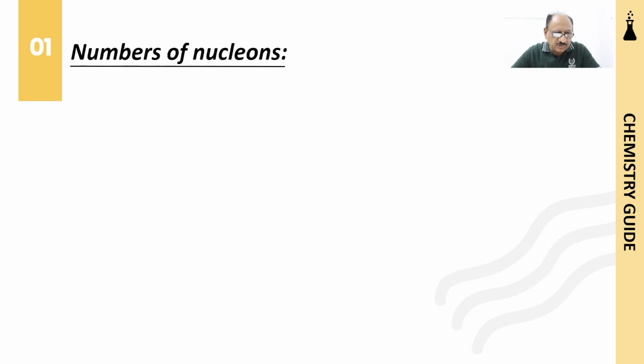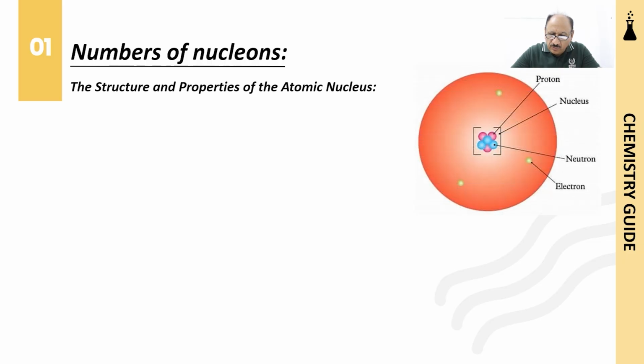Basically, we will be discussing number of nucleons. If we go through the typical diagram of an atom, it contains protons, neutrons and electrons, and the central part is known as the nucleus. Electrons are revolving around the nucleus. So this is basically the region which has a higher probability of finding electrons, and the central part contains protons and neutrons.